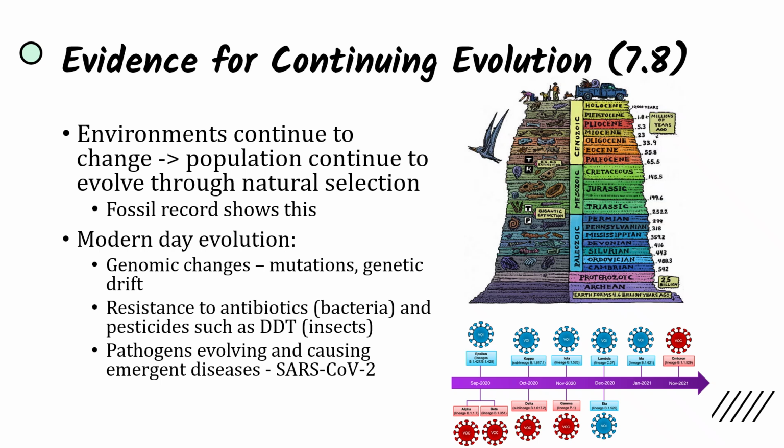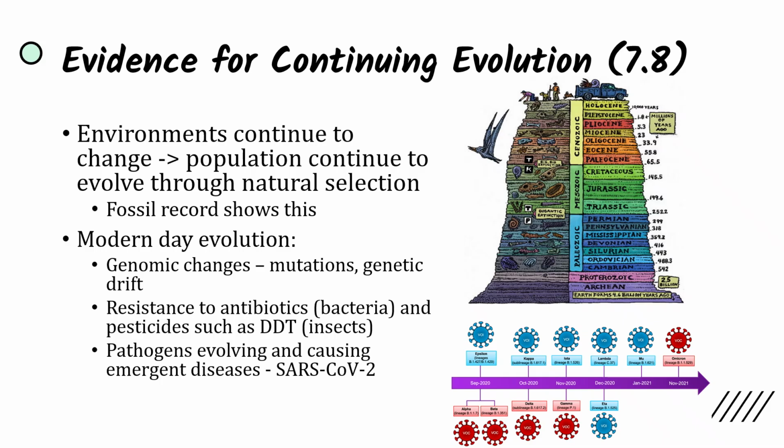And we also have evidence for continuing evolution. So not just that evolution has occurred, but that evolution is still occurring and will continue to occur. Environments are going to continue to change, and as a result, populations are going to continue to evolve through natural selection to adapt to those environments.